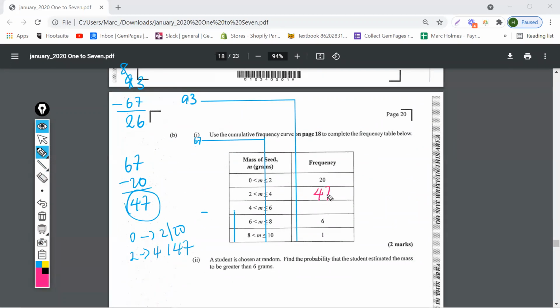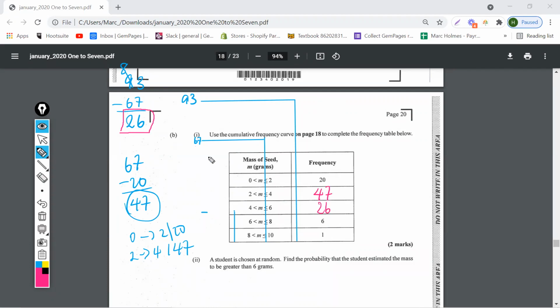So 47 and 26. Cool. And when we add up all of these, we're supposed to get 100. So 47 and 26, 20... Yeah, it's 100.